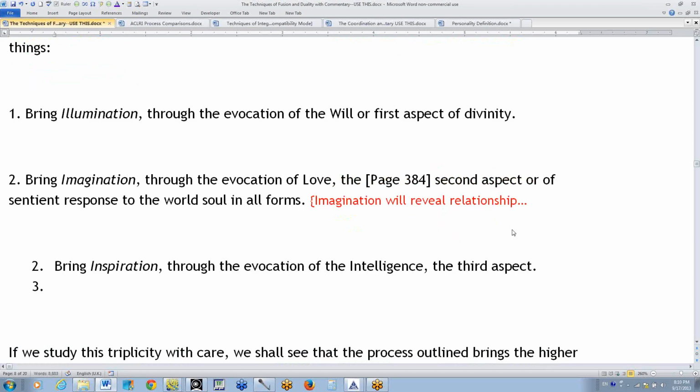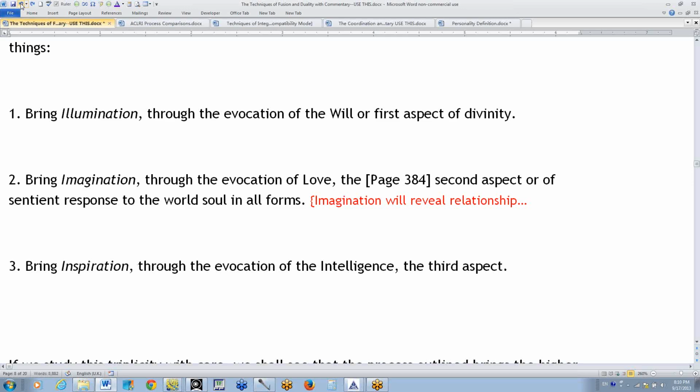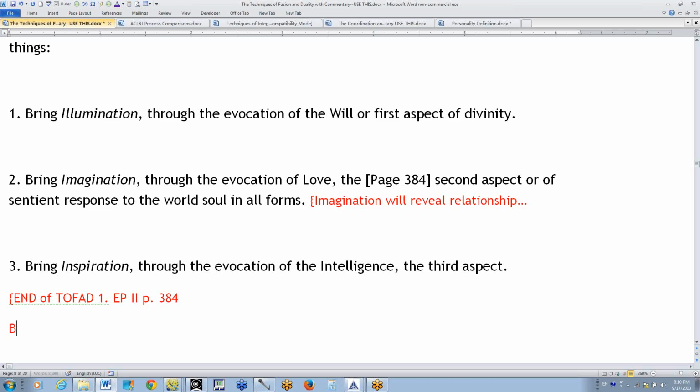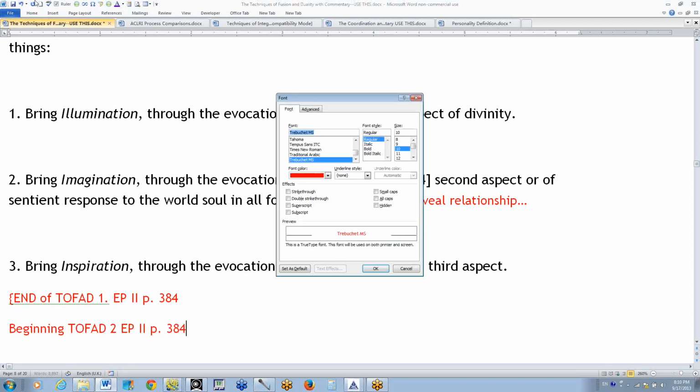We may review here when we start again, but this is the end of techniques of fusion and duality, number 1. And we're on page EP2, page 384. And we'll begin with techniques of fusion and duality, number 2, EP2, page 384. And why don't we do the great invocation?